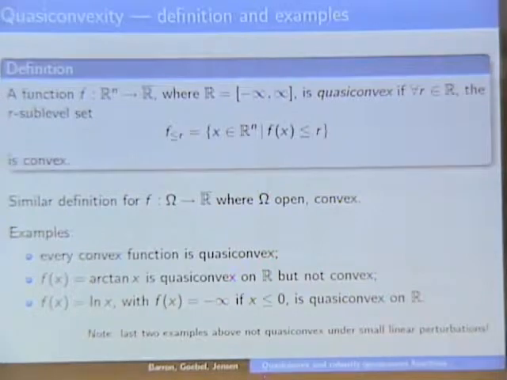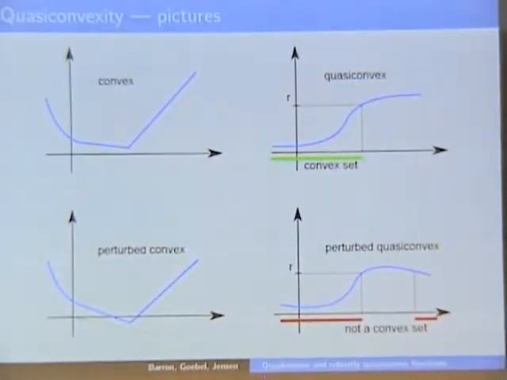And the two examples I just mentioned don't behave very well under linear perturbations. We know that if you take a convex function and add another convex function, in particular a linear one, you still have something convex. This really corresponds to taking the graph and trying to tilt it to one side or the other a little bit. For quasi-convex functions, things go very bad. You tilt arctangent a little bit, you push the right end of the arctangent down, and you end up with something that does not have convex level sets anymore.